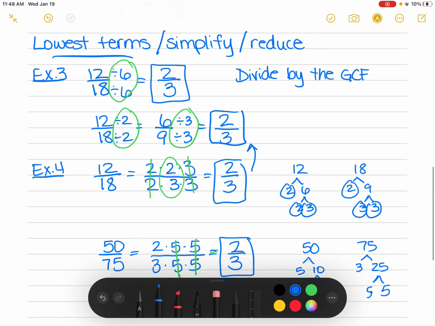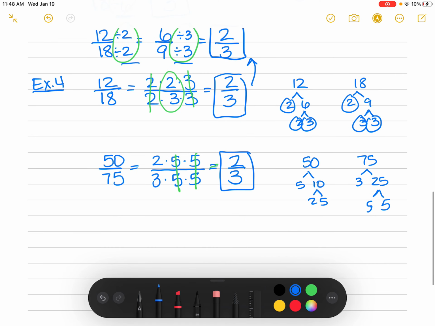So you can find the GCF and divide. You can just keep dividing by things they have in common, or you can do their factor trees, their prime factorization, and get your answer that way.